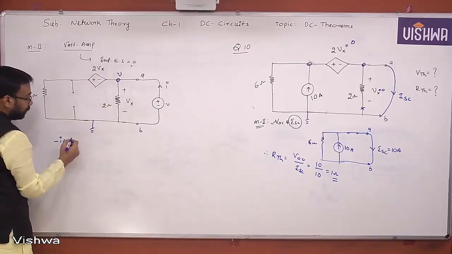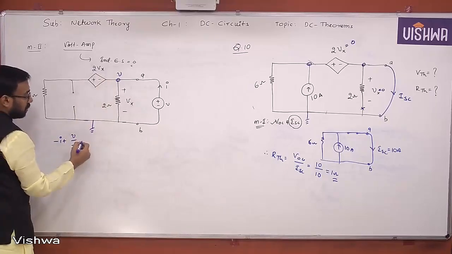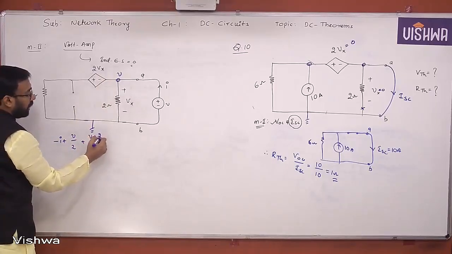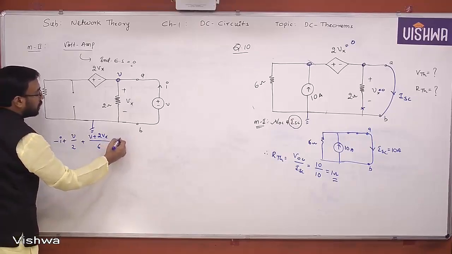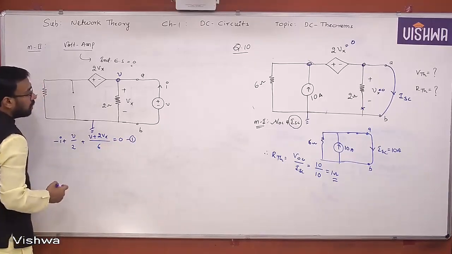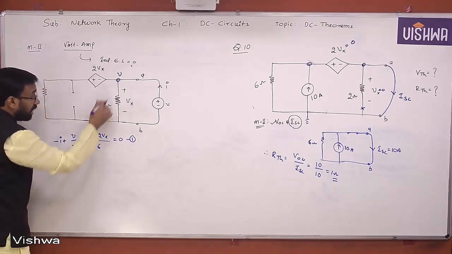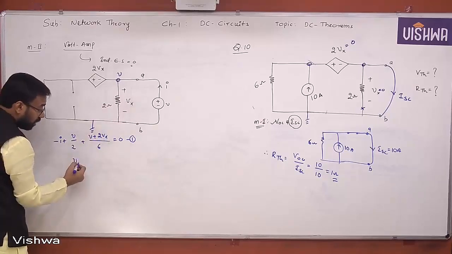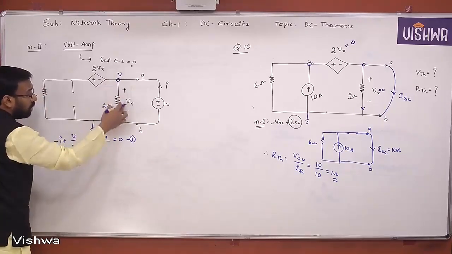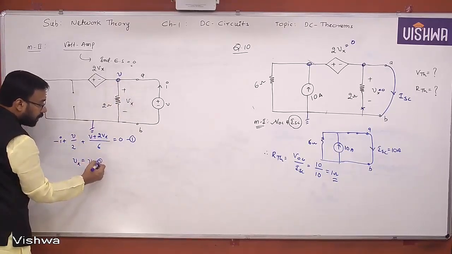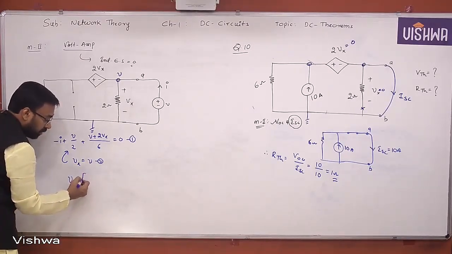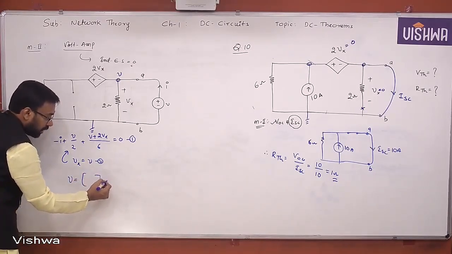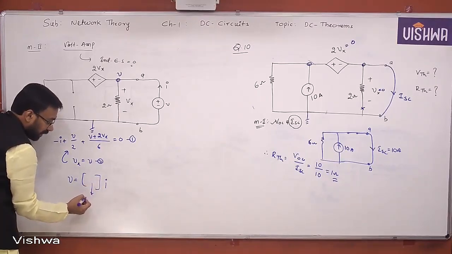V by 2 plus 2Vx by 6 ohm is equal to 0. First equation. Then you need another equation because we need to eliminate the Vx value, but you already know Vx is equal to what? V only. Substitute this Vx here and get the value of V is equal to something into I. You will get it. All of you simplify it quickly here.